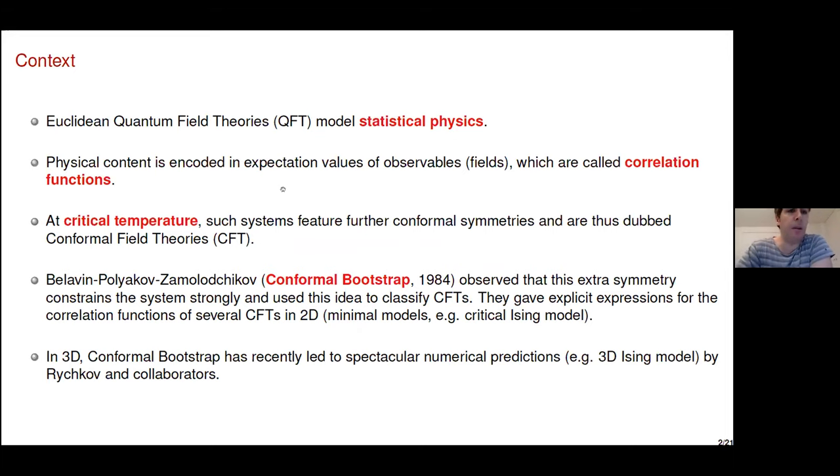So let me start with the context. So this talk will be about a special Euclidean quantum field theory, and Euclidean quantum field theories model statistical physics. And what is important is in these statistical physics models there are fields, and the physical content is encoded in expectation values of products of these fields. And these are called correlation functions.